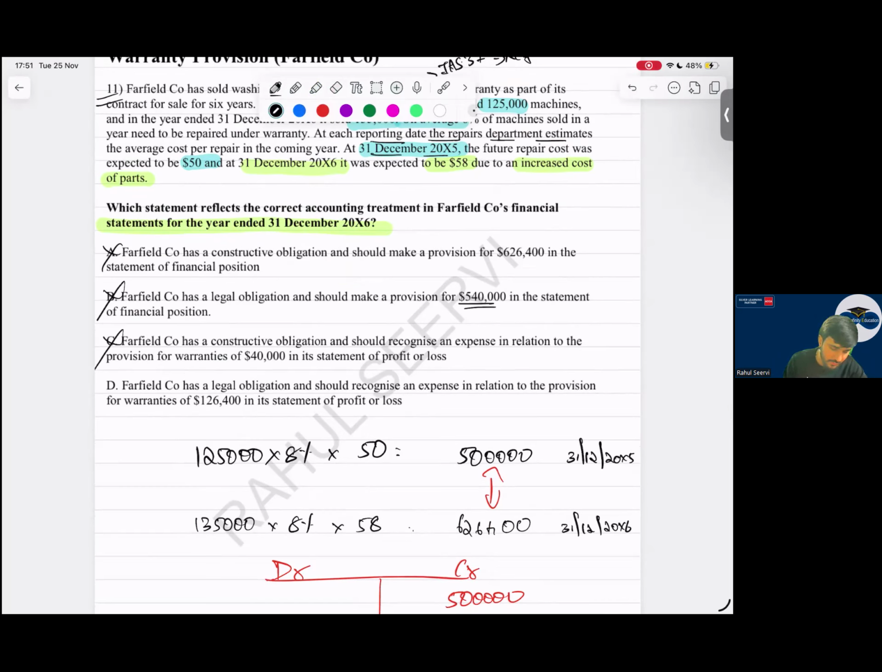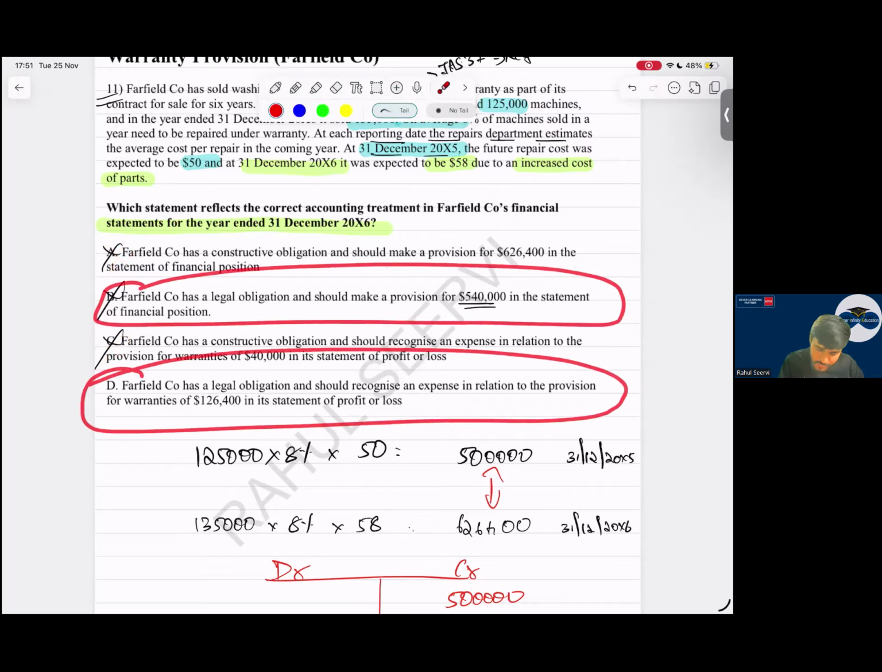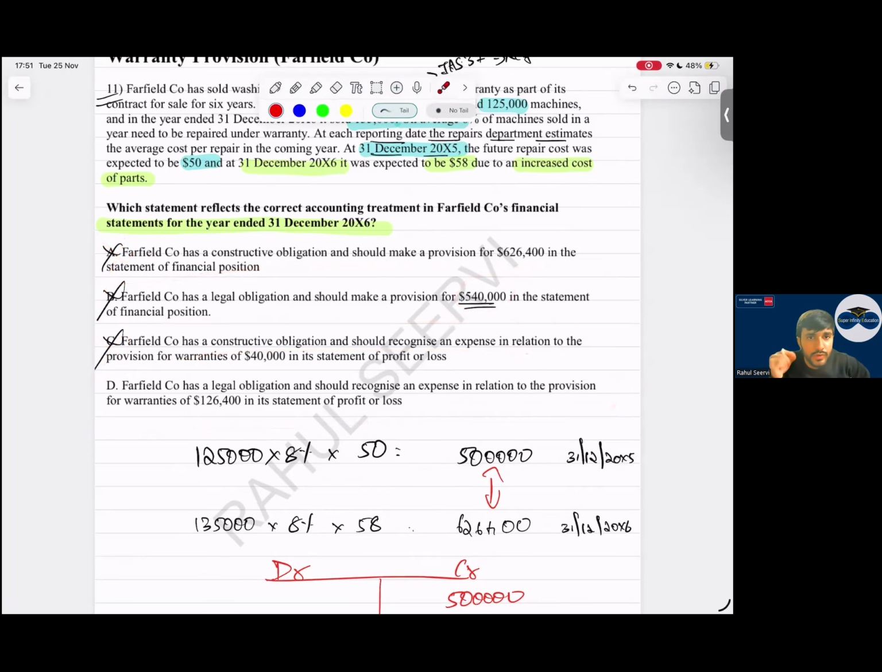No, it's not a constructive obligation. See, the answer is within the question only. Constructive, you eliminate. Then see what the obligation amount is, this or this one. For sure, 540 is not the obligation amount for the current year. Be a little bit smart in the exam. So this is also wrong.